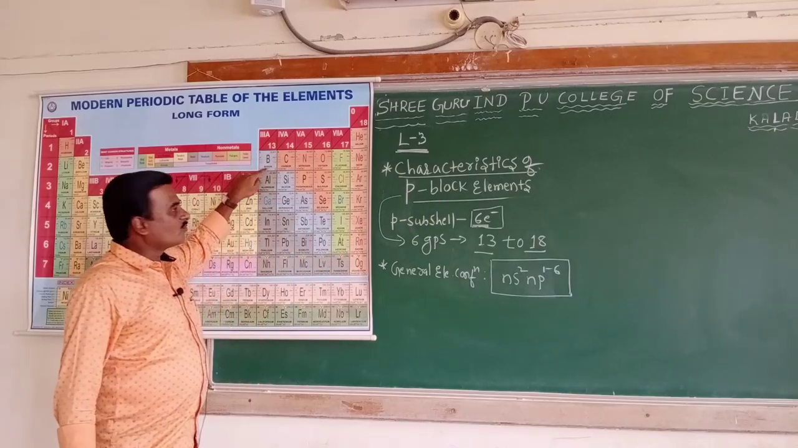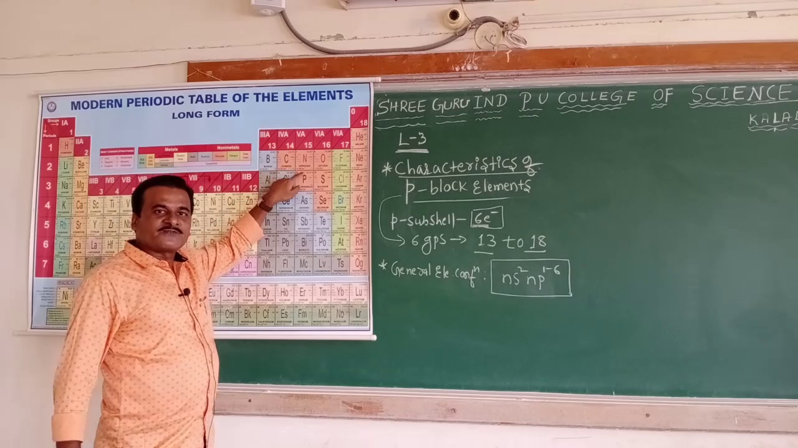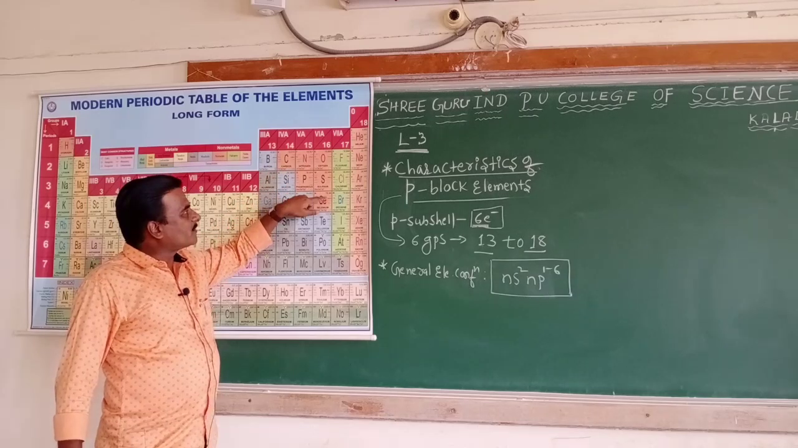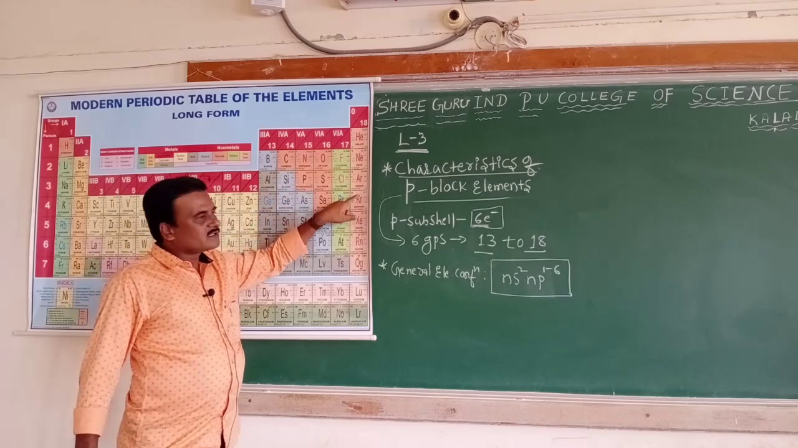Group 13, boron family. 14, carbon family. 15, nitrogen family. 16, oxygen family. 17, fluorine family. 18, noble gases.